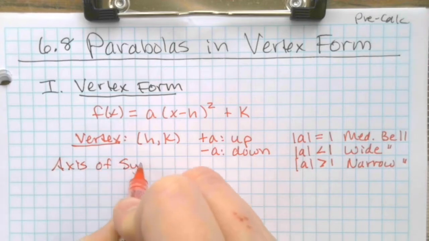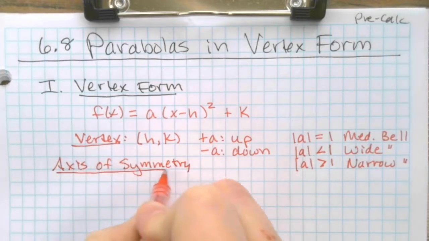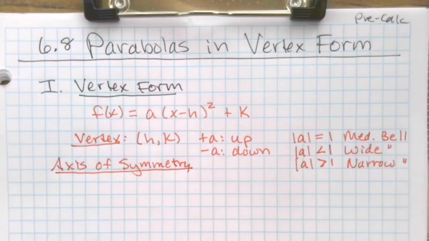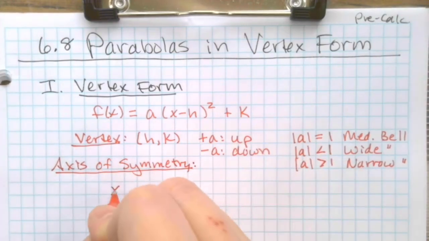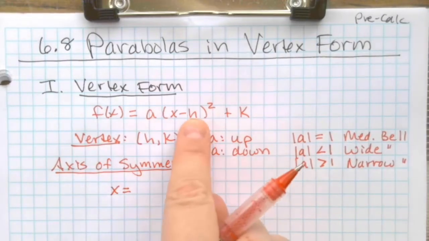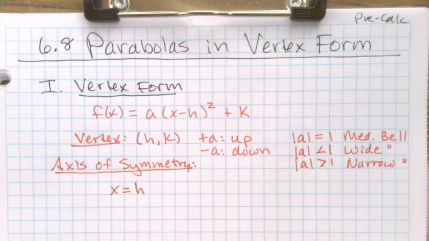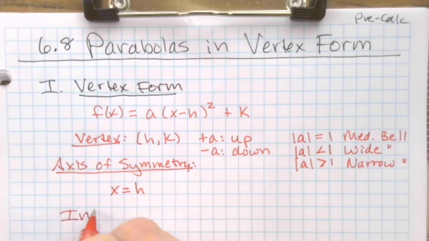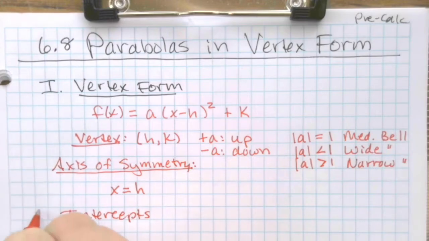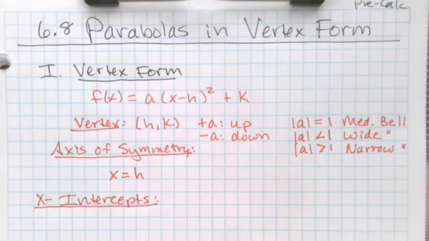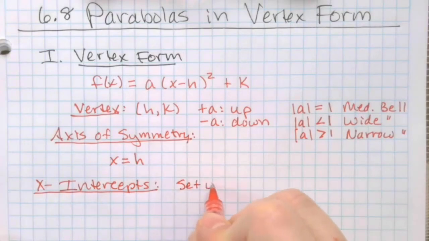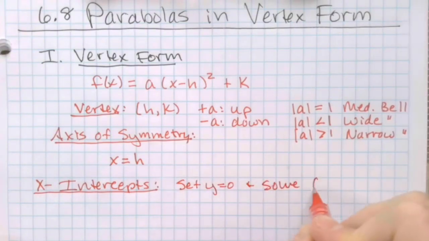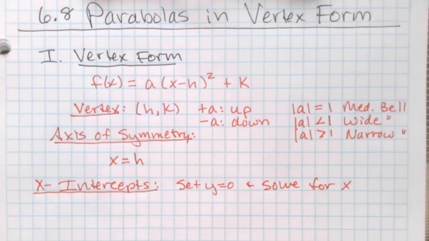The axis of symmetry. And for an up-down parabola, which this is, the axis of symmetry is always x equals, and then the same coordinate as the vertex, in this case, x equals h. That would do your axis of symmetry. If you have to find the intercepts, meaning the x-intercepts of the graph, we've been practicing that. You set y equal to 0 and solve for x. And you can use any method that works, factoring, quadratic formula, or completing the square.